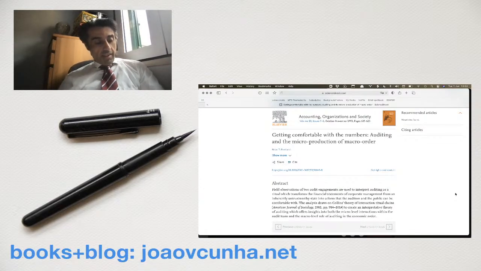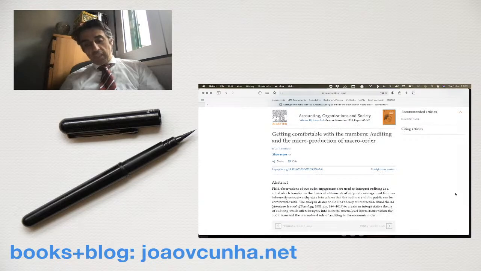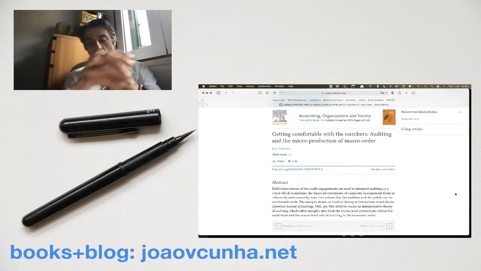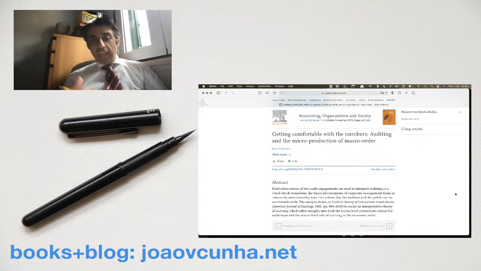My idea for this came from this paper that you're seeing on the screen, which is an old paper, 1993. The title is Getting Comfortable with the Numbers: Auditing and the Micro Production of Macro Order. Basically what I took away from this paper is that when auditors audit a company's accounts, one of the things they are doing is getting comfortable with the numbers that are on the account.